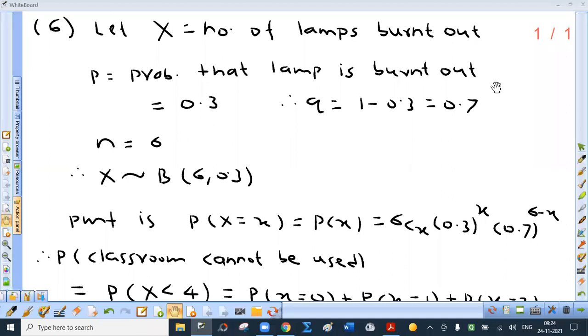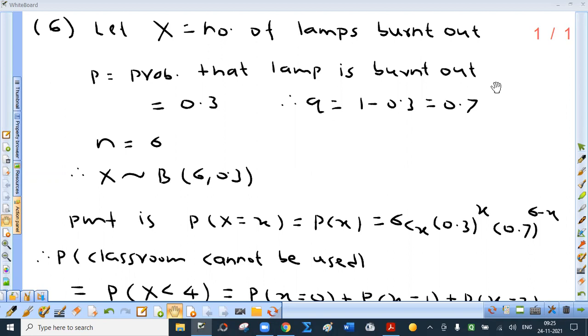Sum number 6. The probability that a lamp in a classroom will be burnt out is 0.3. 6 such lamps are fitted in the classroom. If it is known that the classroom is unusable if the number of lamps burning in it is less than 4, find the probability that the classroom cannot be used on a random occasion. Let capital X denote number of lamps burnt out. P is probability that lamp is burnt out, which is 0.3. So Q is 0.7. Now n equal to 6.